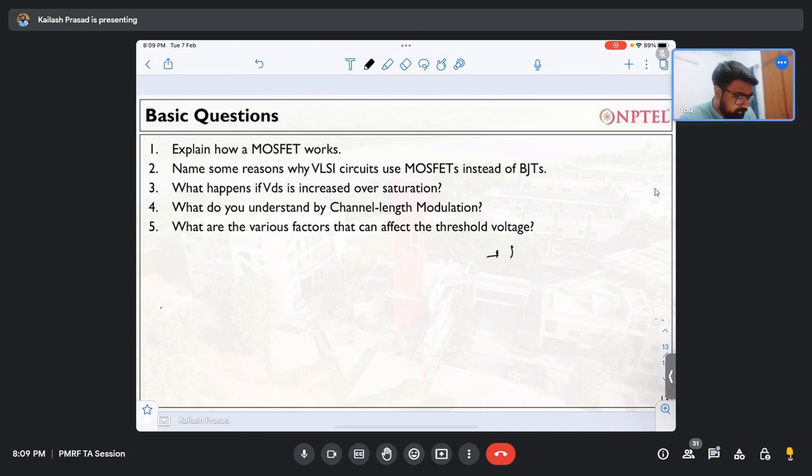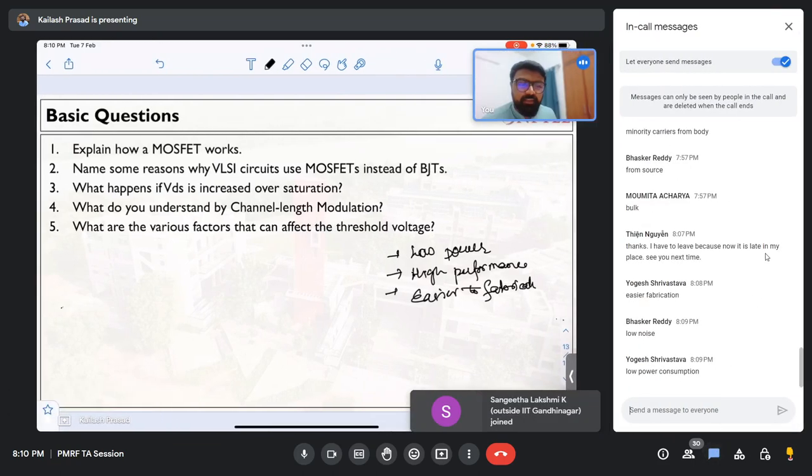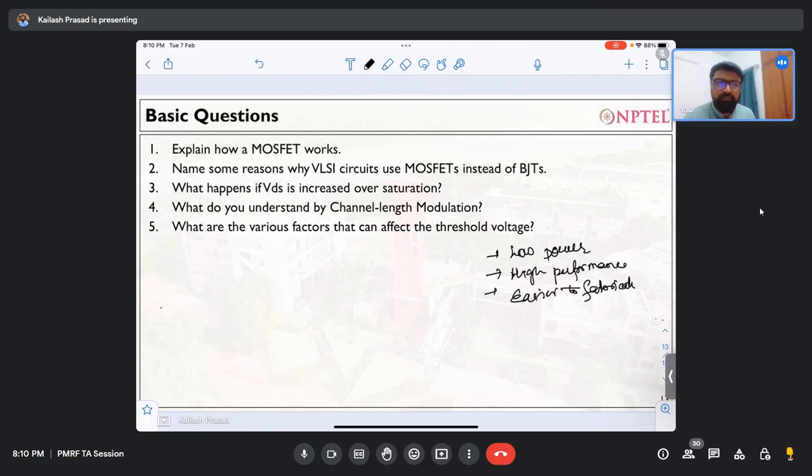Okay, I have so many answers. Low cost. When you talk about low cost, what are you actually trying to say? When do we say that the digital circuit you're designing is low cost? Whenever I say that anything is low cost, it means two things. The fabrication is easier, which has already been said. The second thing is area. It takes lesser area as compared to BJT. So low cost means low area.